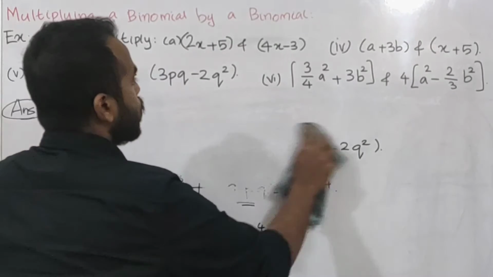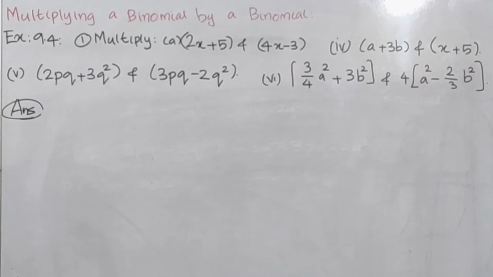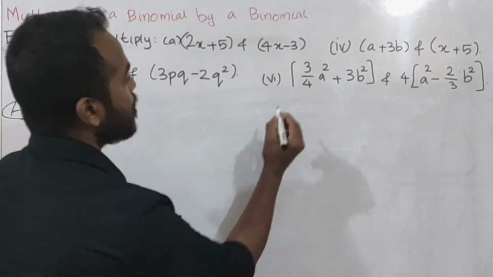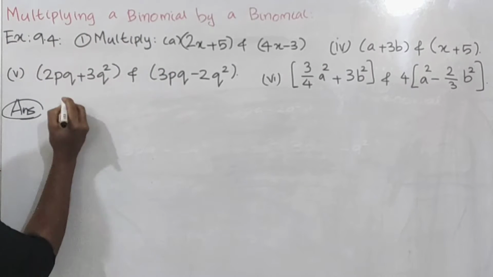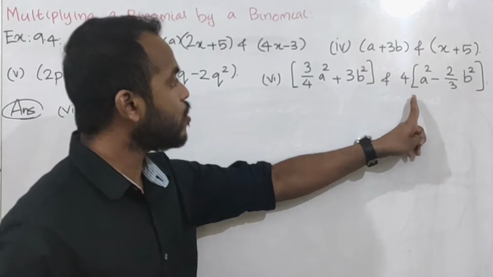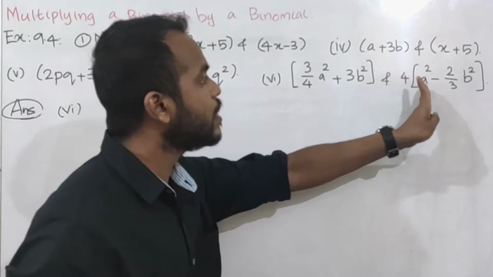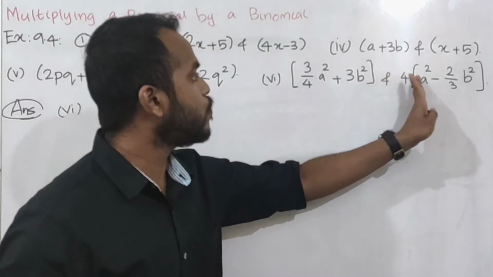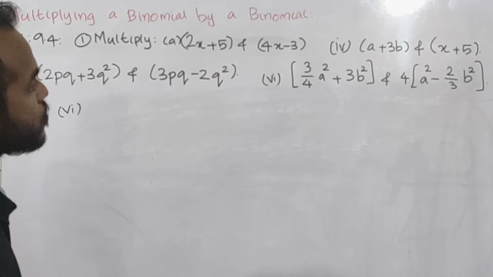I hope you understood this one. Now let's move to the last question of this exercise. It's a long one, but it's not that difficult. In this question, I will make a slight rearrangement because for simplified format, I will multiply this 4 throughout the bracket. Throughout the bracket. So let's see how this will come.